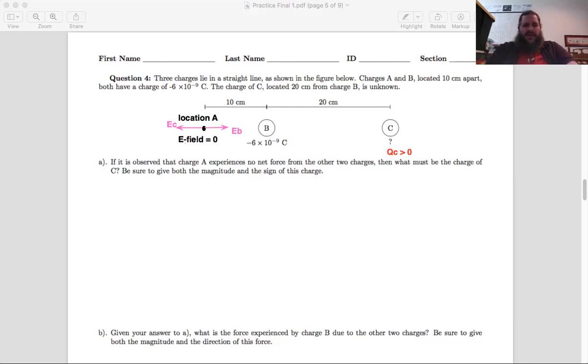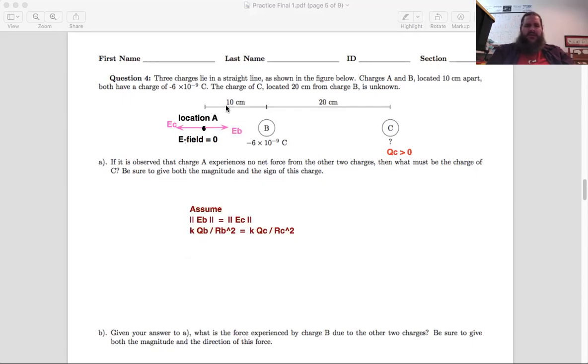So let's assume that magnitude of electric field B equals magnitude of electric field C. The directions are already known to be opposite. Let's assume the magnitudes are the same. And do you have a formula for magnitude of the electric field from a single point source charge like this? KQ over R squared. Yeah, so we can say K times QB over RB squared equals KQC over RC squared. K is the same on both sides, so we can cancel that out.